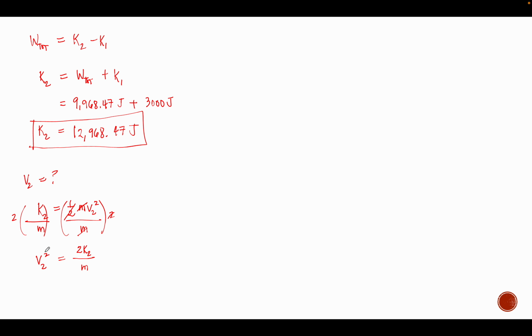Okay, so we still have the square left in our V sub 2. So we need to take the square root of both sides so that the square and the square root cancel out. Again, square root is equivalent to the power of 1/2. So to solve for V sub 2, it is now equal to the square root of 2 times K sub 2 divided by the mass.